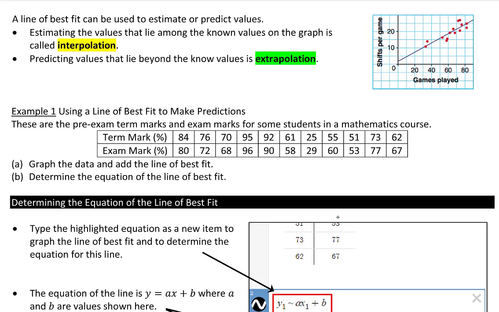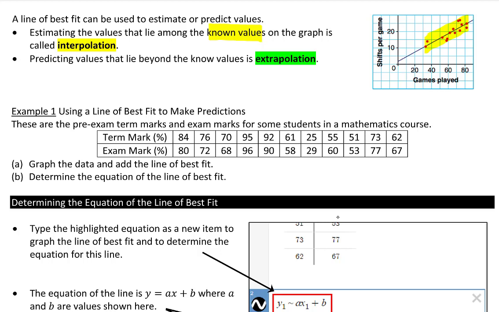And finally, a line of best fit can be used to estimate or predict values. Estimating the values that lie among the known values on a graph is called interpolation. So for example, if I take a look at the graph on the right, it's going from my lowest to highest point on this graph, highlighted here in yellow. I can make a prediction.